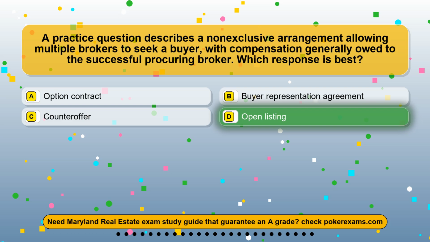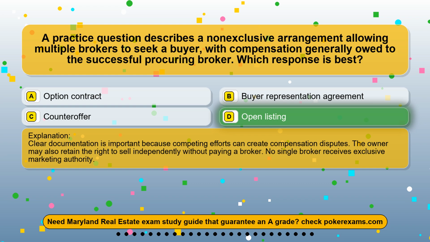The correct answer is option D, open listing. Clear documentation is important because competing efforts can create compensation disputes. The owner may also retain the right to sell independently without paying a broker. No single broker receives exclusive marketing authority.